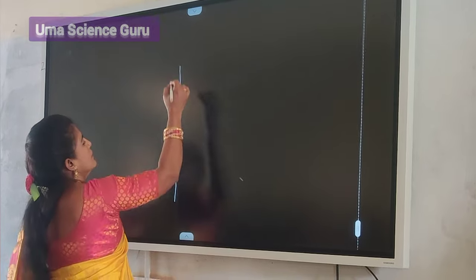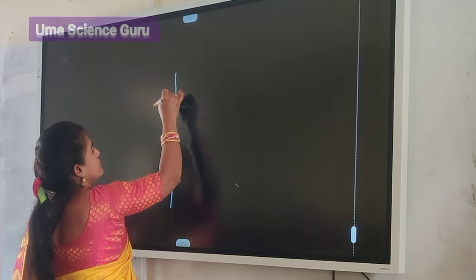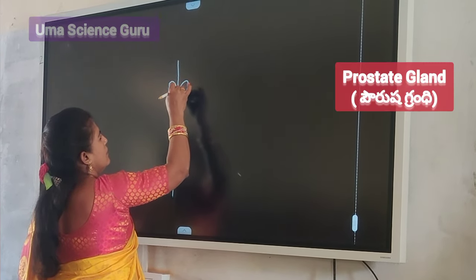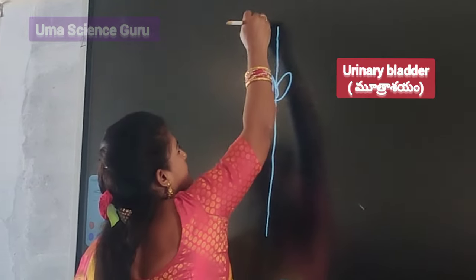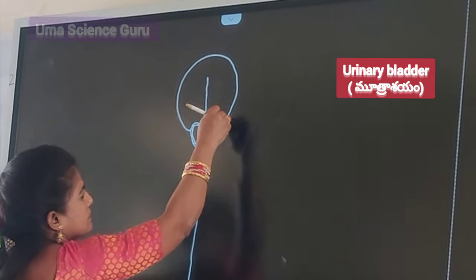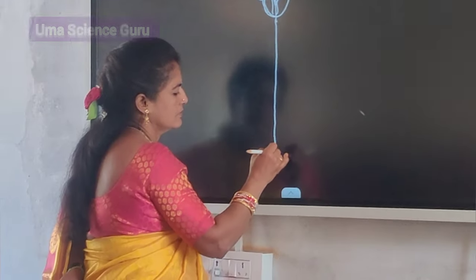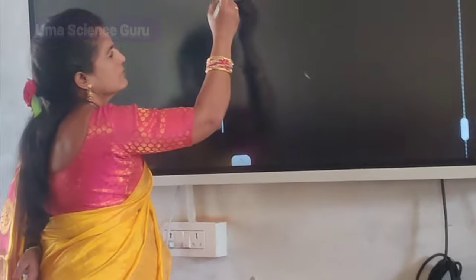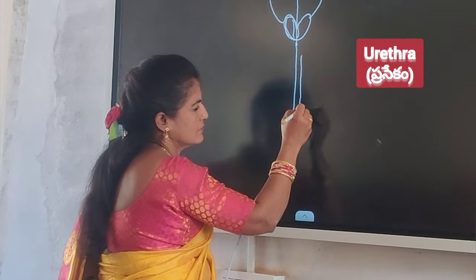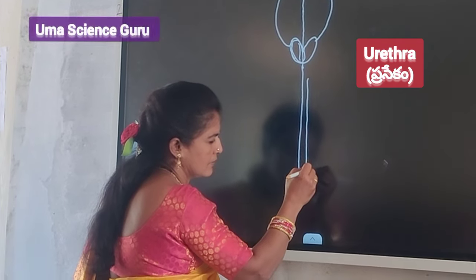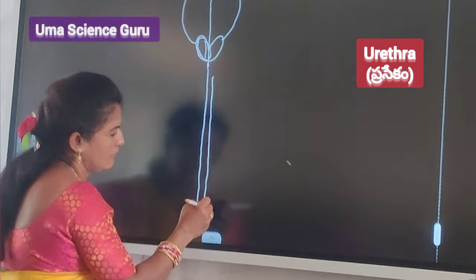First of all, draw a straight line and draw a heart symbol at 1/4 of the straight line. Next, draw a wide-shaped balloon structure above the heart symbol. Next, draw two lines from each side of the center line. Students, while drawing the straight lines, please use the scale.